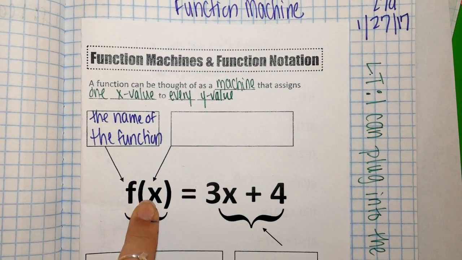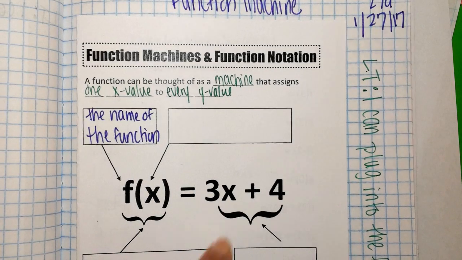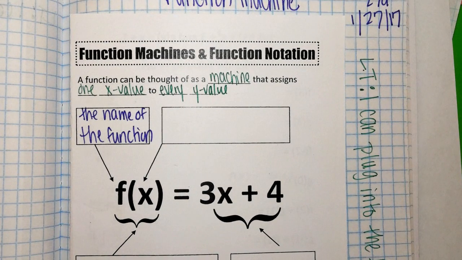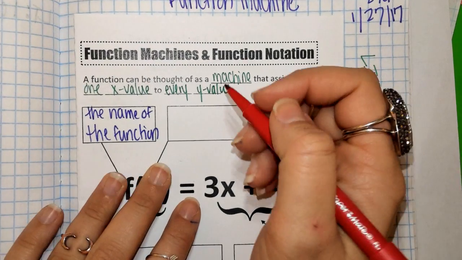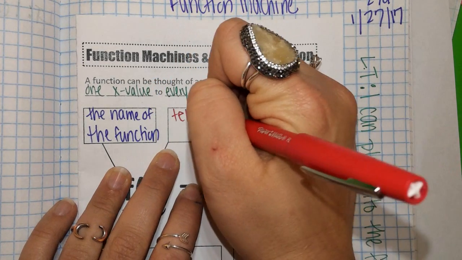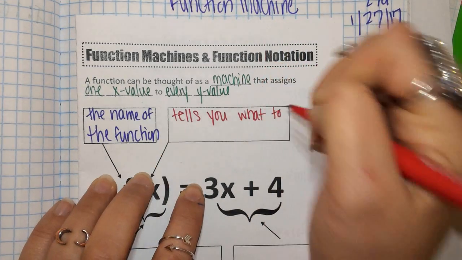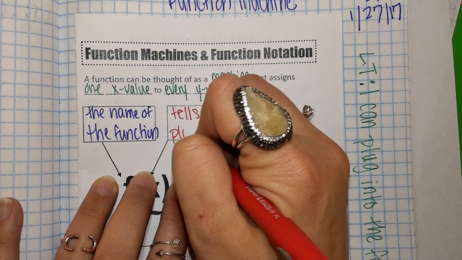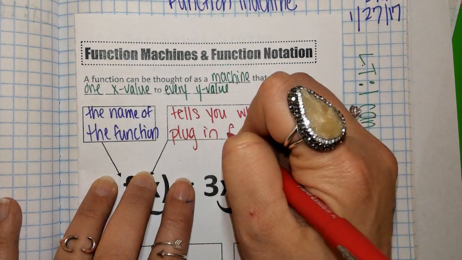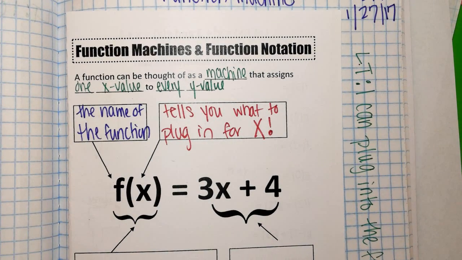Okay. If I put a 3 right here, what are we going to do over here? So it tells you what to do what? For X. Fantastic. Yes, you get a point. It tells you what to plug in for X. Exclamation point because we're excited.